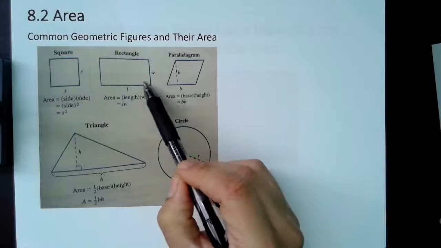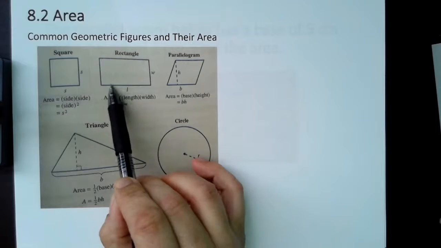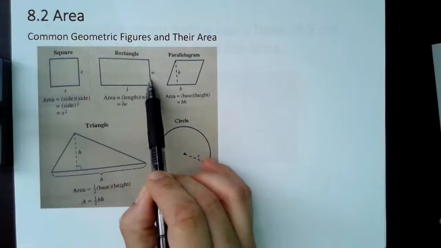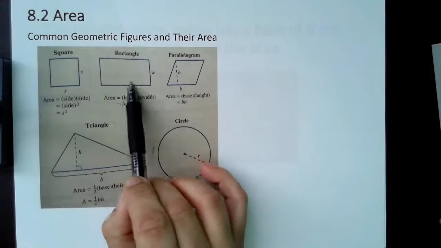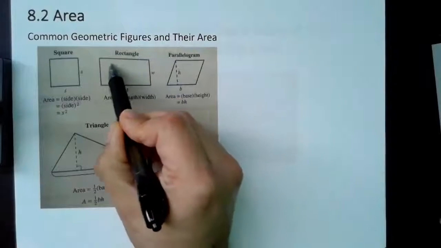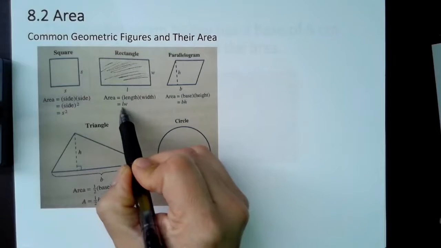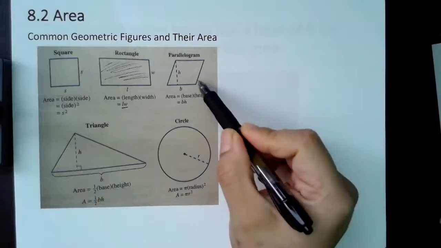Okay, so one way you can think of it is if I have a strip of length L, and I want to multiply it W times, eventually I'll fill up this whole section right here, and that's considered the area. So the area of a rectangle, you can think of it as length times width.